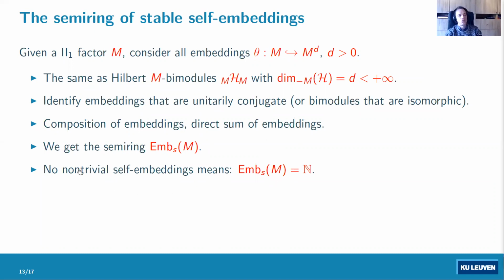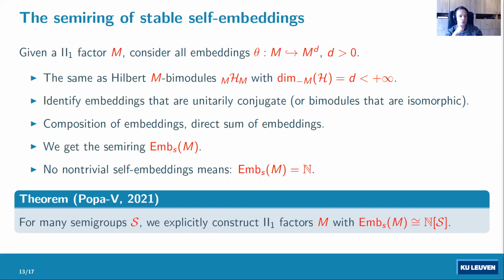And examples where there are no non-trivial self-embeddings are those where this semi-ring is as small as possible, just the natural numbers. Now, not surprisingly, if I give you a random II_1 factor, you have no tools at all to compute this. I mean, typically this is wild and huge. Now, in specific cases, you can compute it. And for instance, what we showed through these constructions is that for many semigroups S, there is an explicit construction of a II_1 factor M, such that this semi-ring of self-embeddings or of bimodules is just the semi-ring of formal positive linear combinations of elements of S. If I give you a semigroup, then formal linear combinations form a semi-ring, and you can construct a II_1 factor for which precisely this is the semi-ring of stable self-embeddings.